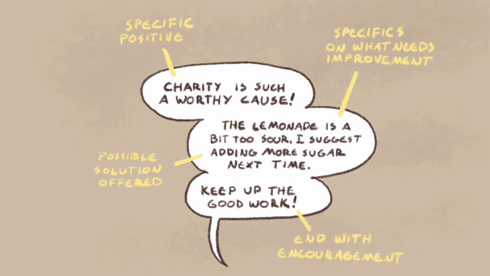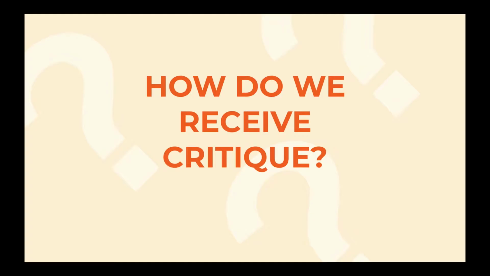The patron gave a specific positive in that they were doing this for charity. They gave specifics on what needed improvement in that the lemonade was too sour, suggested a solution by adding sugar, and ended with encouragement. This is a really strong piece of critique that's helpful to everyone involved and avoids hurting feelings with unnecessarily negative terms. Let's look at the other end of the spectrum.